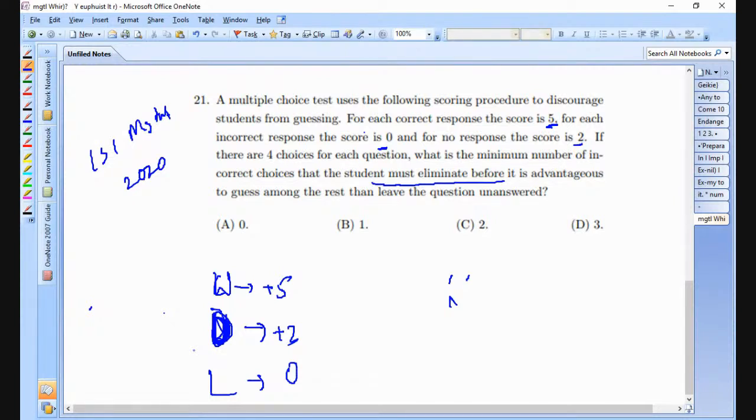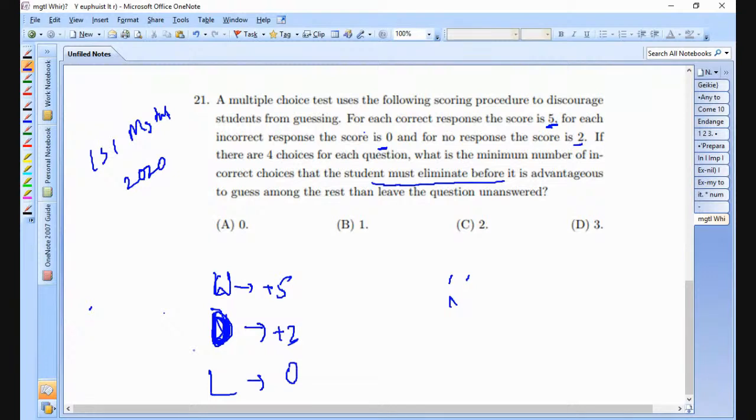No, but I'm not understanding. Wait, I'm not understanding. So you are telling, let's say, if there are 4 choices, what is the minimum number of incorrect choices the student must eliminate? Suppose we eliminate 0 choices. Okay, that means, okay, then, perfect. Then the probability of going wrong will be 3 by 4, and going correct will be 1 by 4.